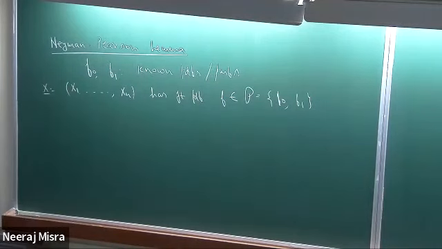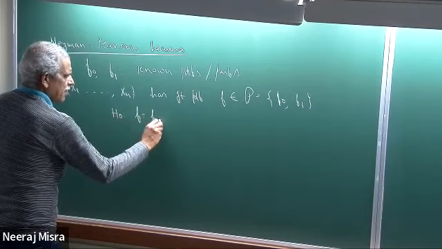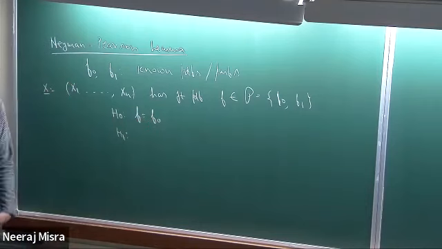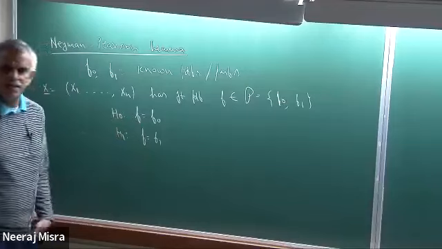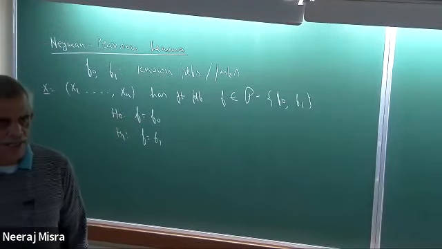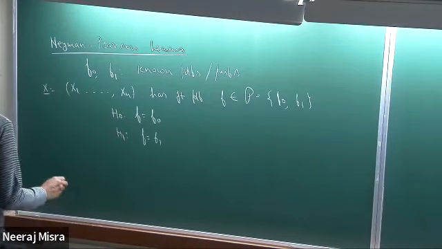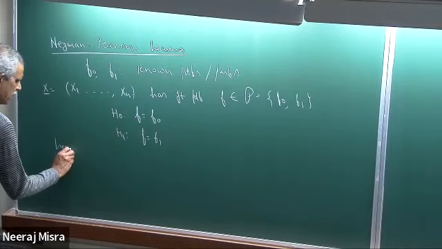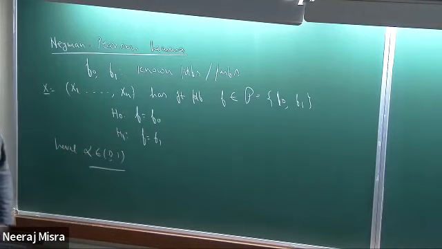All right, what I need to test is H naught, my null hypothesis, F is equal to F0 against F is equal to F1. I have to test a simple null hypothesis against a simple alternative hypothesis. And I want my level to be alpha, which is some quantity between 0 and 1. Normally, I would fix this quantity to be something small. 0.05 is a very standard value which one uses, right?